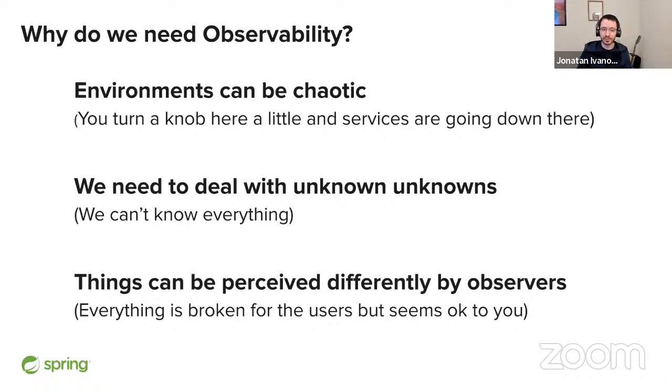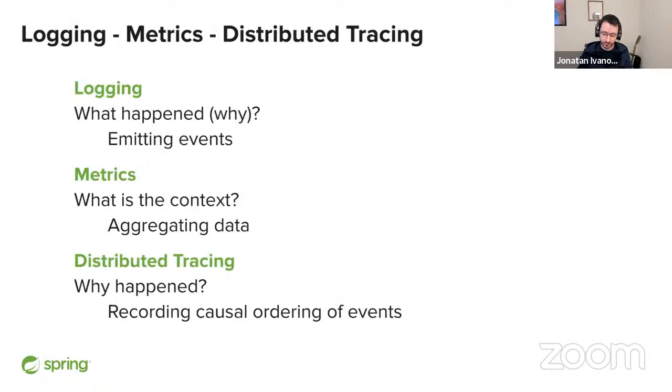And solving these problems is basically like a tall order. It's not easy. So I told you that observability is not really only logging, metrics, distributed tracing, but they are a vital part of it, or can be a vital part of your observability solution. So let's look into those a little bit, and let's look into what Spring has to offer if you want to implement these.